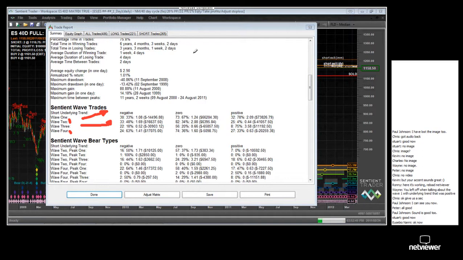Those aren't very helpful arrows, but that's something that you should really emblazon in your minds. Wave 1 and 3 are bulls. Okay.